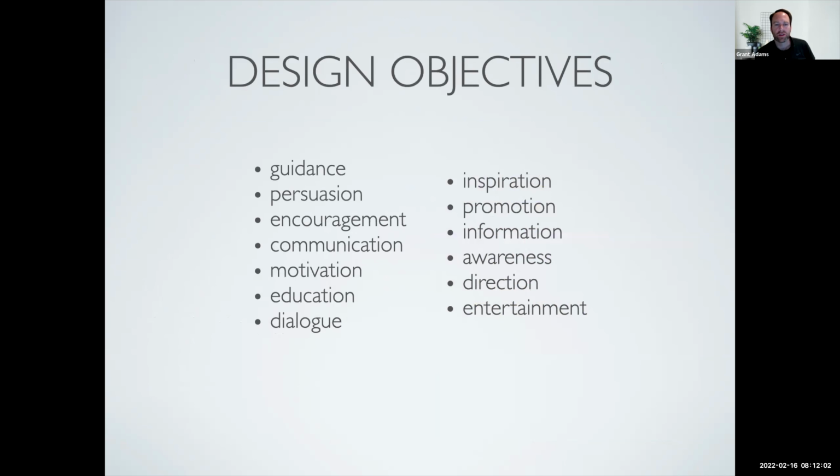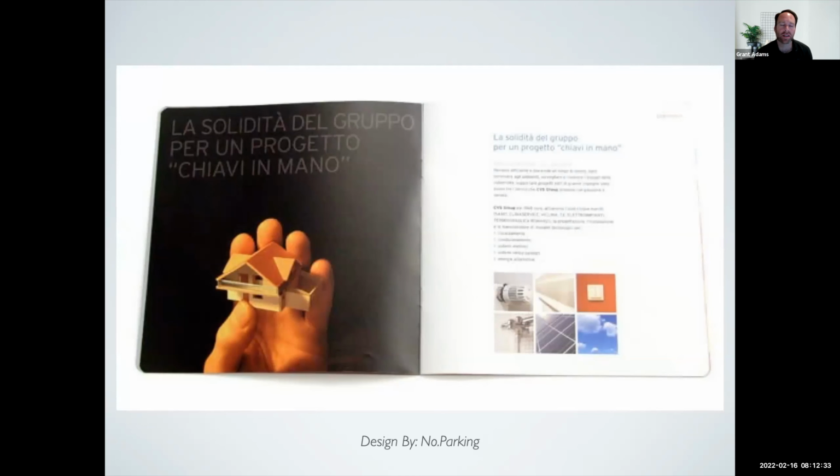Design objectives. We could come up with a list that was way longer than this, but guidance, persuasion, encouragement, communicating something, motivating somebody to do something, educating somebody. Maybe you want to have a dialogue. Maybe it's about inspiration or promotion of a particular product. Maybe it's just informational. Could be raising awareness of something. Could be giving you directions on how to do something. Or it could be pure entertainment. These are all acceptable and obvious design objectives. Like I said, we could probably come up with a much, much longer list, but it's a good way of framing what we're trying to do in graphic design.